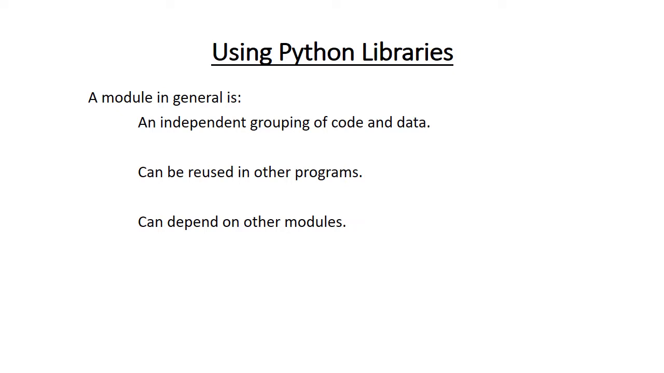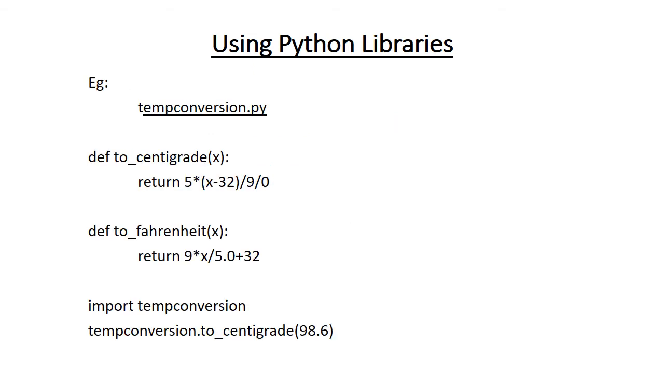A module in general is an independent grouping of code and data. It can be reused in other programs. It can depend on other modules. An example of a module is given below. The name of that module is temperature conversion. In that, two functions are written: one to calculate centigrade and the other to calculate Fahrenheit. And how that file is created and below, how that module is called. Please go through that.